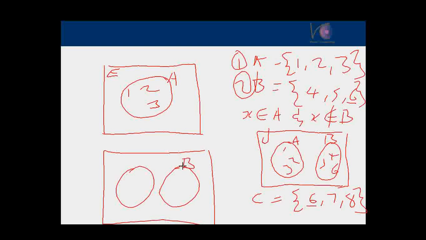So if this is your B, there's going to be somewhere a set C here, which is having the element 6. Then 7, 8 only belong to set C. Here we have the elements 4 and 5. Here we have the elements 1, 2, and 3. This is your universal set. So this is how a Venn diagram should look like.